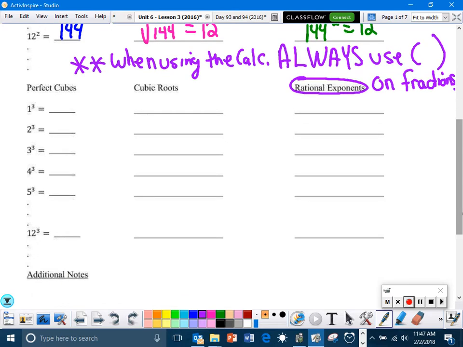Now let's do some perfect cubes. So 1 cubed is 1. 2 cubed is 8. 3 cubed is 27. 4 cubed, 64. 5 cubed, 125. 12 cubed, 1,728. Okay? Now, how do you undo a cube? Okay? That is called the cubic root.